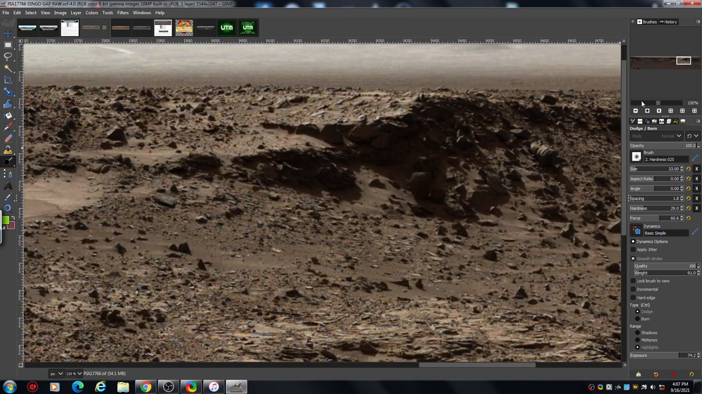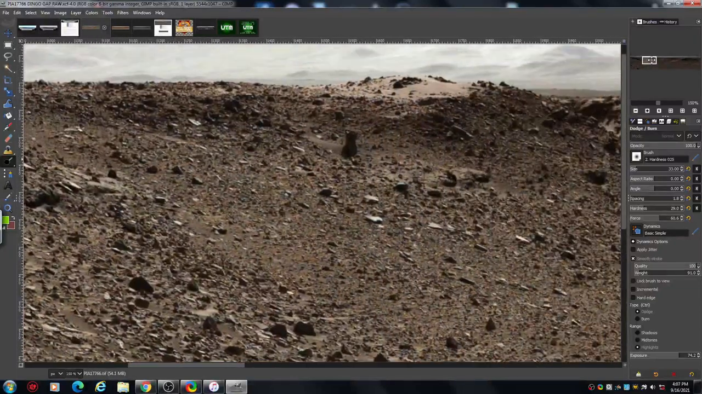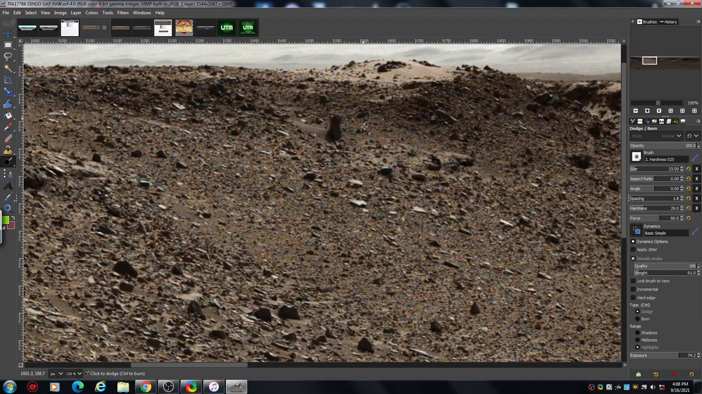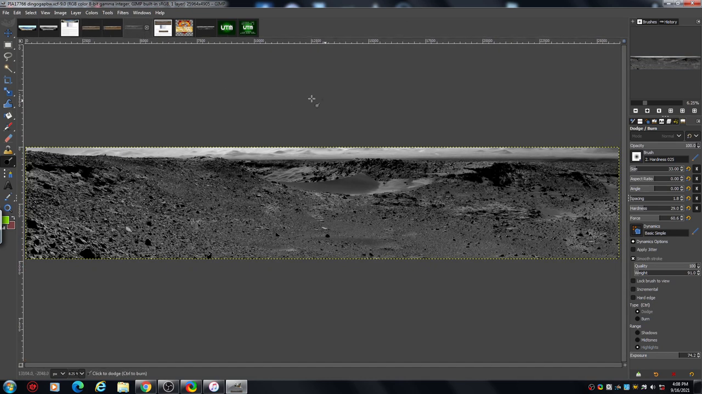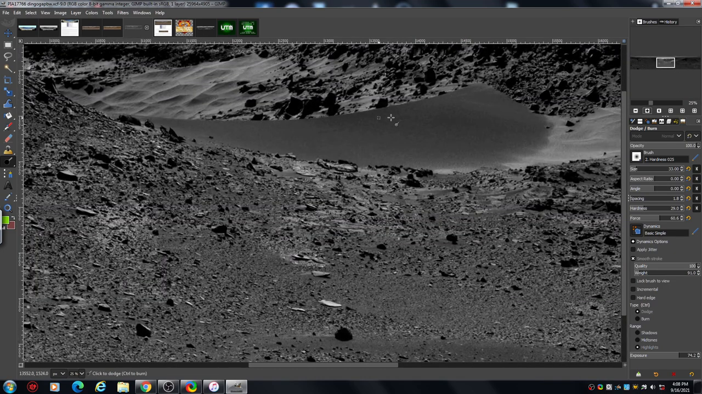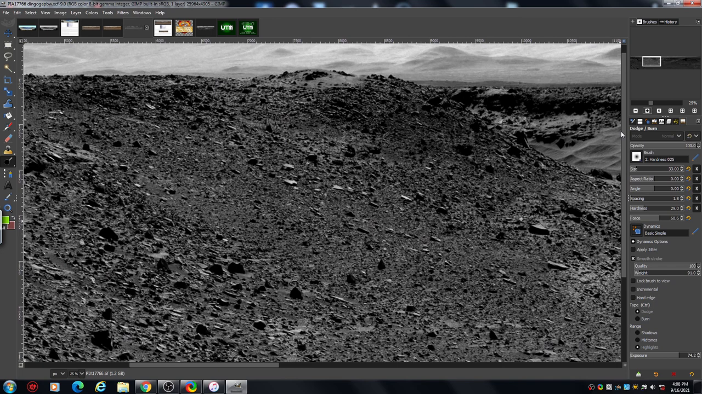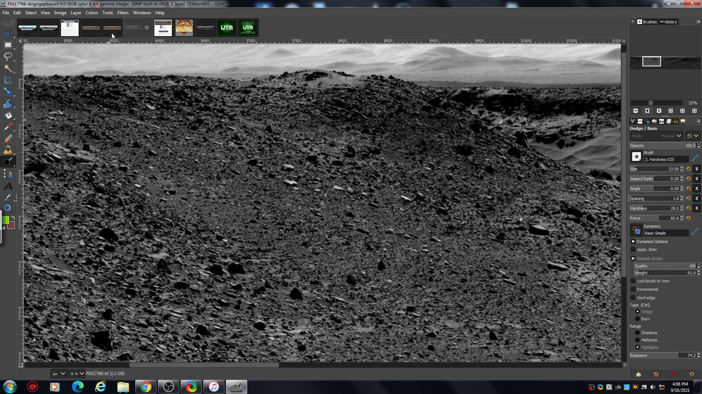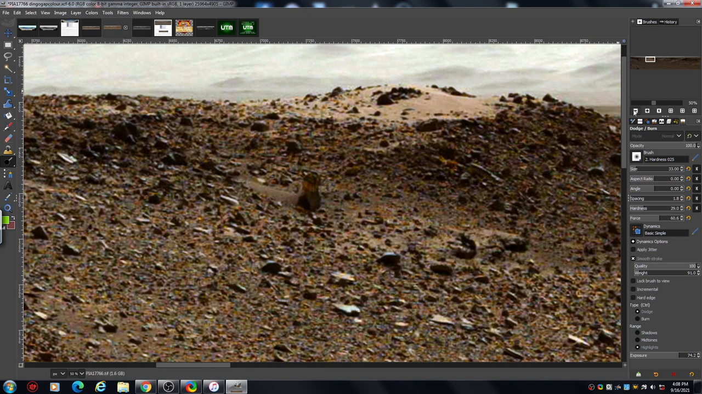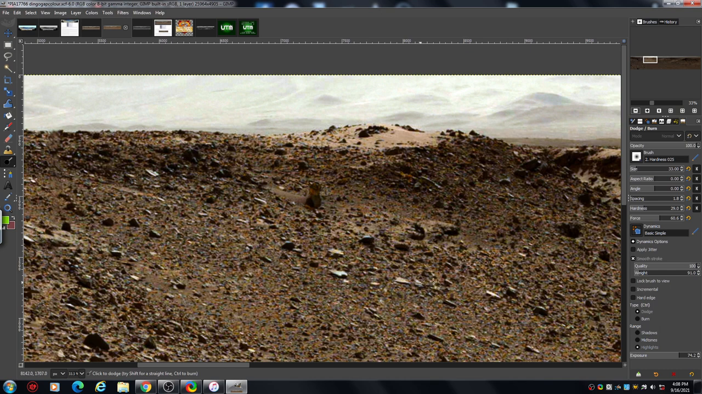So, let's go back to that one quickly, which was the raw image. And we can see this area here. I'm going to go to a black and white version. Now, if we go, see, look at this. That's not right. And we look at this area. Remind you. This is the same area. This is what I'm talking about. Shadows and stuff and things.